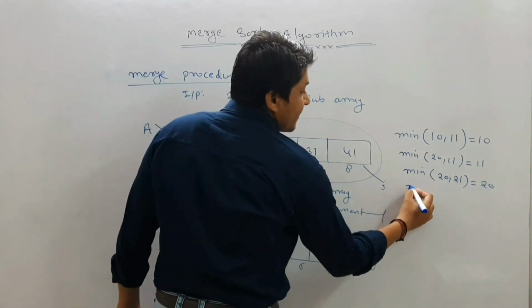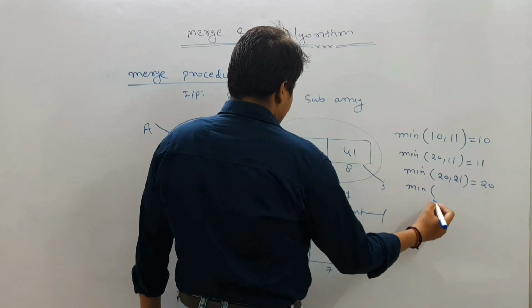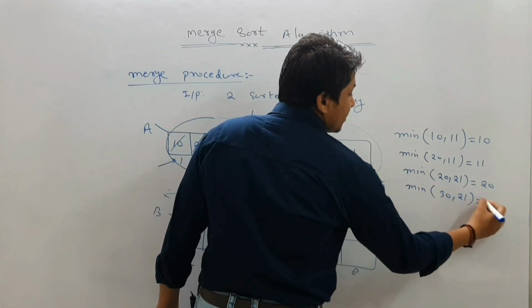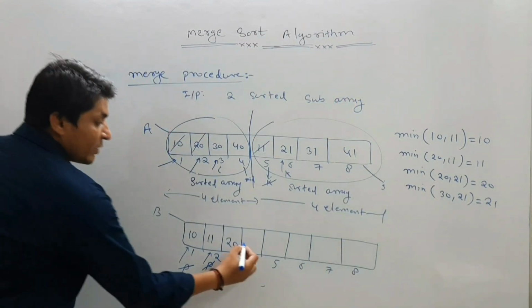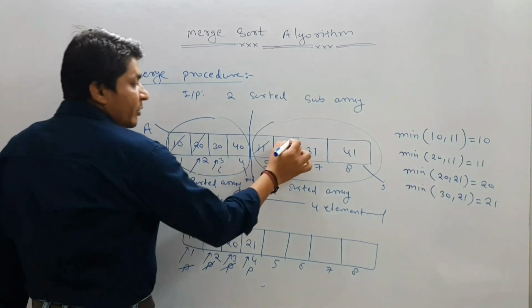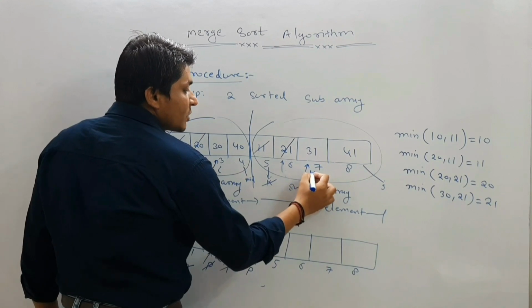So minimum of 30 and 21. So what is the minimum in this case? 21. So now 21 is the minimum, so we are going to copy 21 at this location. Correct? Because we have already copied 21, you can increment the value of k. Now k is pointing to this location.